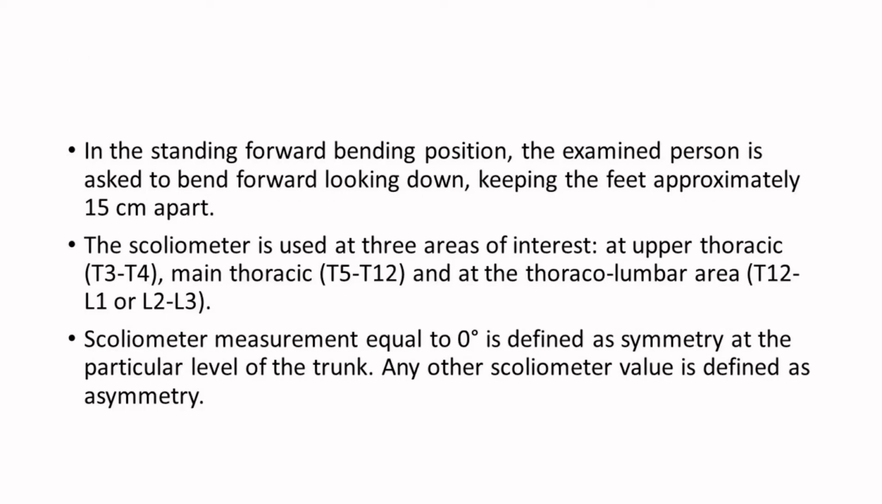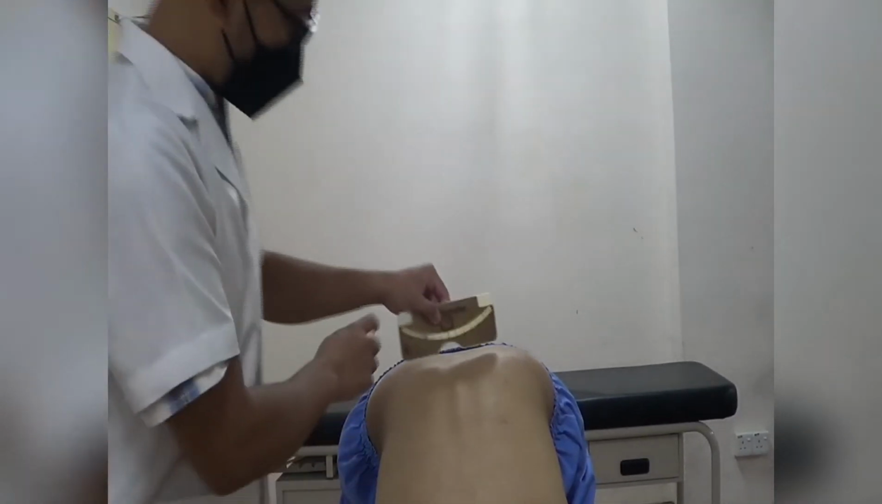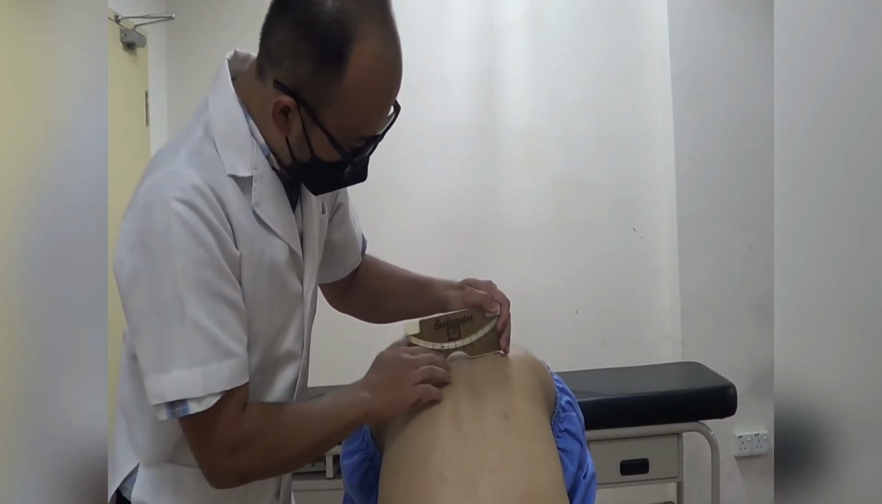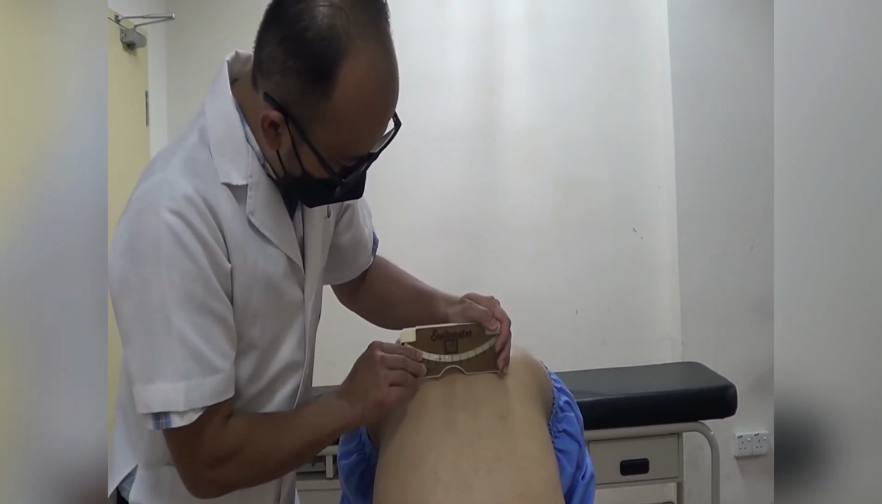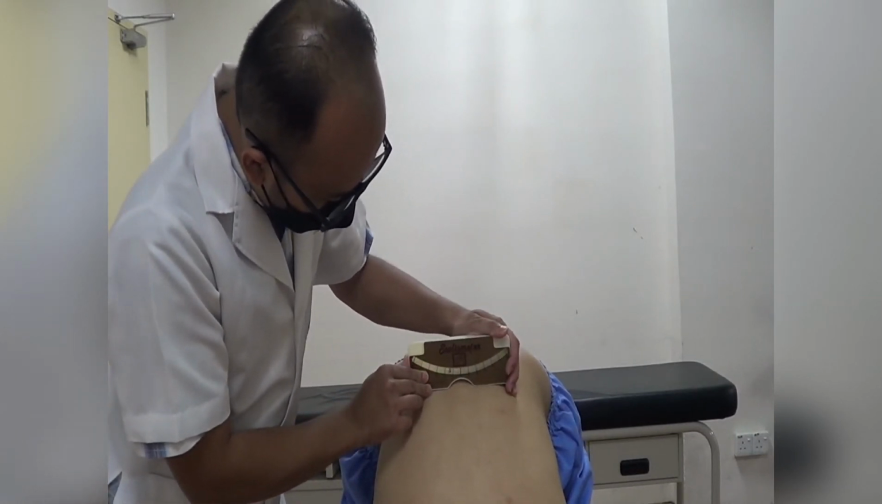The principal screening test for scoliosis is the physical examination of the back, which includes the Adams forward bending test, while the scoliometer quantifies the trunk deformation. The scoliometer is used at 3 areas of interest: at upper thoracic, main thoracic, and the thoracolumbar area. Scoliometer measurement equal to 0 degree is defined as symmetry. Any other scoliometer value is defined as asymmetry.